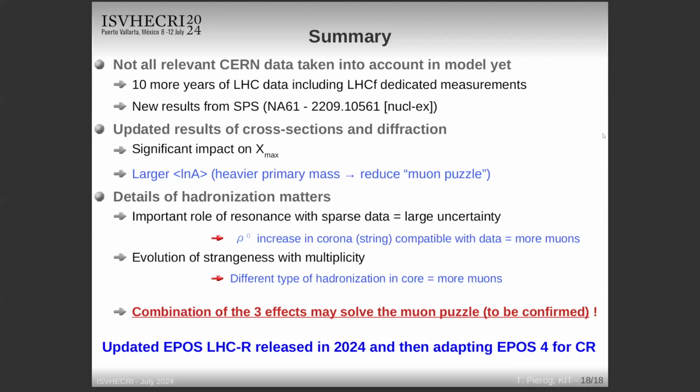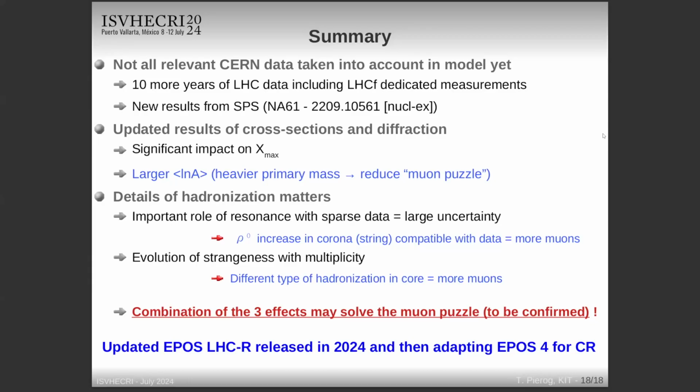I mean, Sergey with this new version of QGSJet also has a new version. And at least in my case, this has a significant impact on Xmax. So this will make your cosmic ray look heavier than what was the case with EPOS LHC. This reduces already a little bit the muon puzzle.